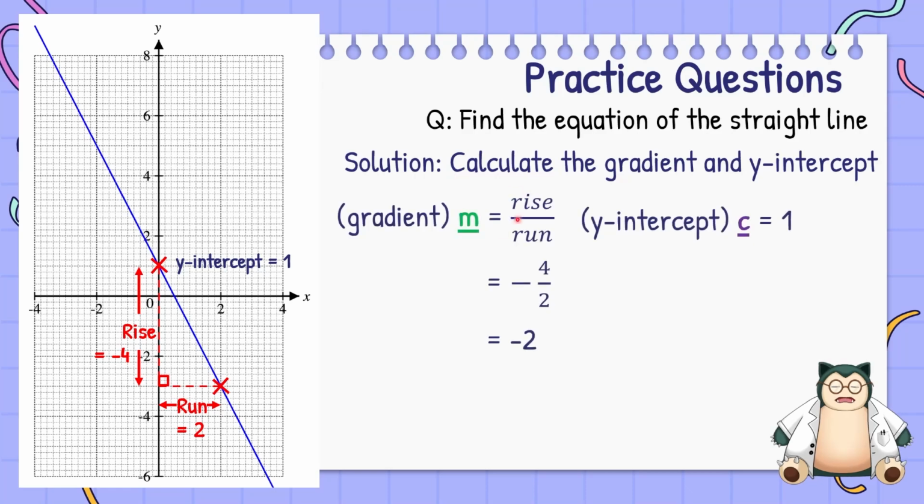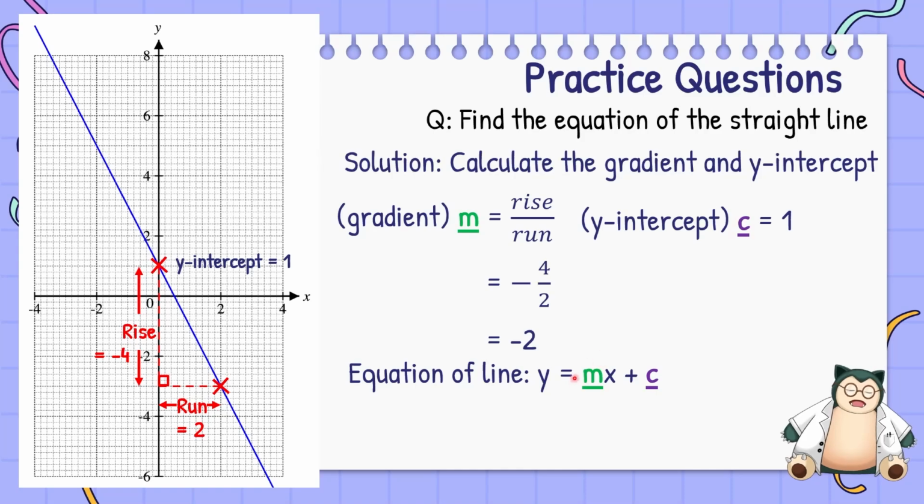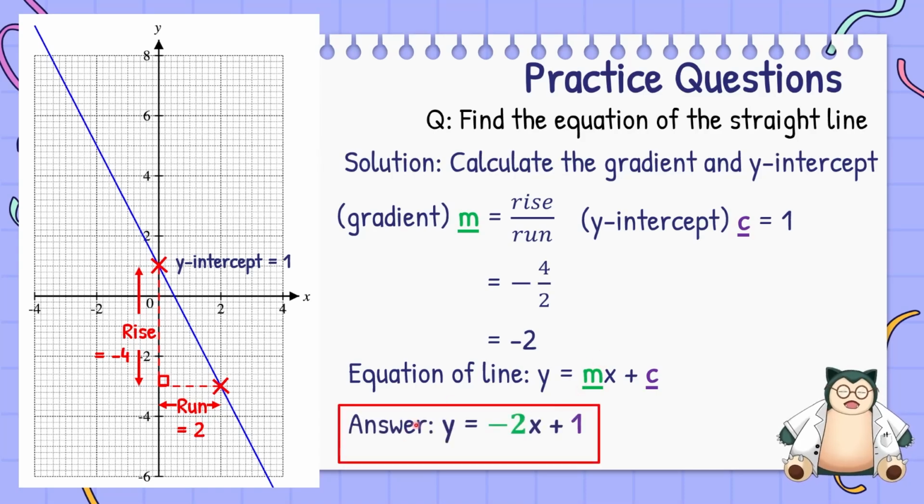Using our gradient formula, m equals to rise over run, we will then have -4/2, and that gives us -2. Using our gradient and y-intercept, we got m and c. We substitute them back into our equation of straight line, which is y equals to mx plus c. And lastly, our final answer is just y equals to -2x plus 1.